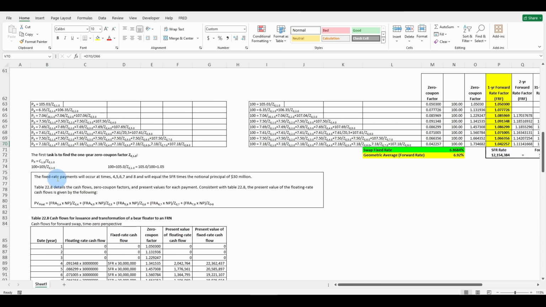The fixed rate will occur at times 4, 5, 6, 7, and 8, and will equal the SFR times the notional principal of 30 million.